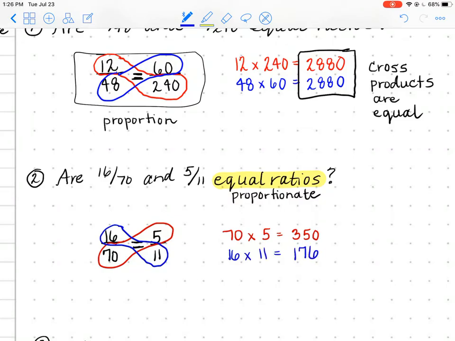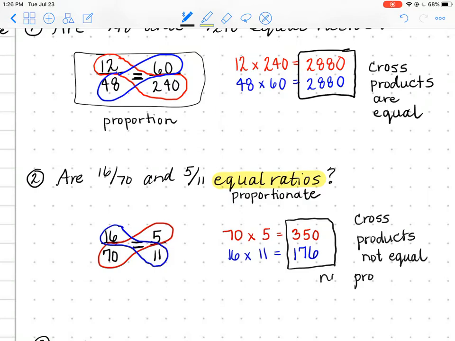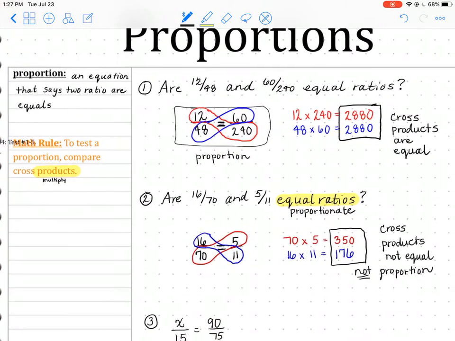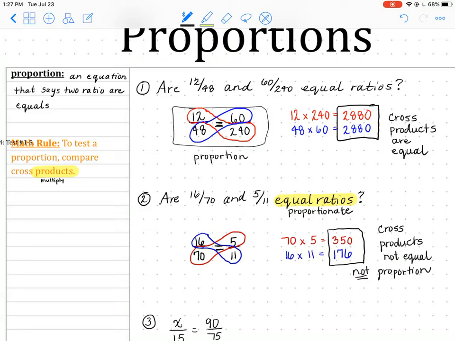So what has happened this time? Well, we could say that the cross products are not equal. So this is not a true proportion. That mama does not belong to that baby, or vice versa. They're not proportionate. So this is a no. It is not a proportion. So I gave you an example of one that is a proportion and one that is not a proportion. And that is called testing a proportion. So the math rule is testing whether or not that is true equality.